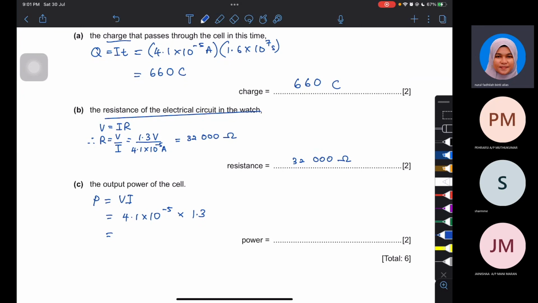So dapat berapa? Kalau ni lebih kurang 5.3 times 10 to the power negative 5. What is the unit for power? Watt. So 5.3 times 10 to the power negative 5 watt.